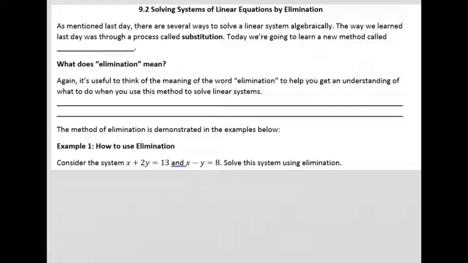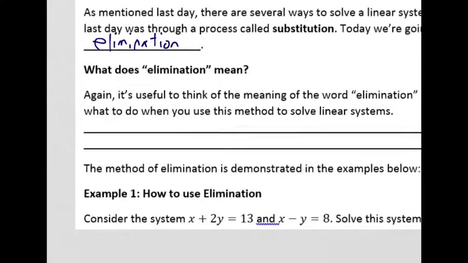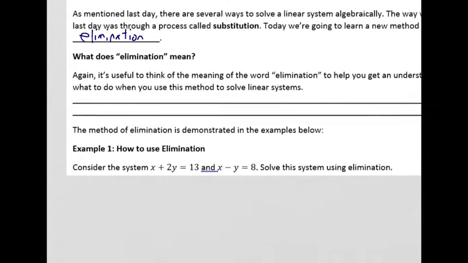And so, therefore, elimination would hopefully be based on the meaning of the word elimination. Right? So, let's just think about that. Okay? Well, I'll fill in this blank first. Elimination is what we're learning today. Okay? So, just in your own words, try not to think too much in a mathematical sense, but in any other sense that you know this word. What does elimination mean? What does it mean to eliminate something?